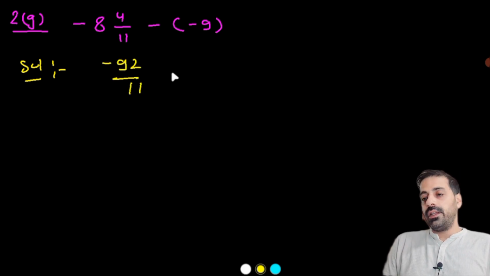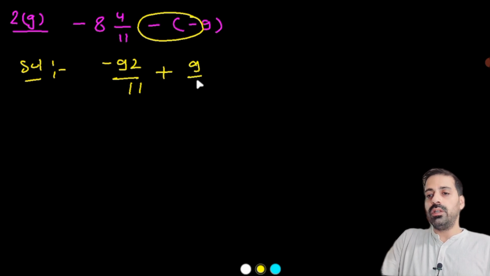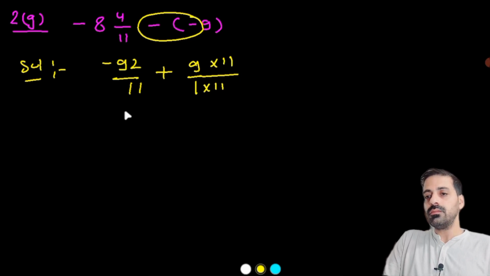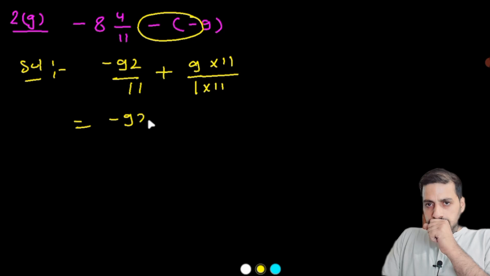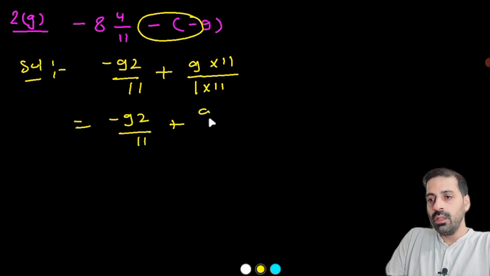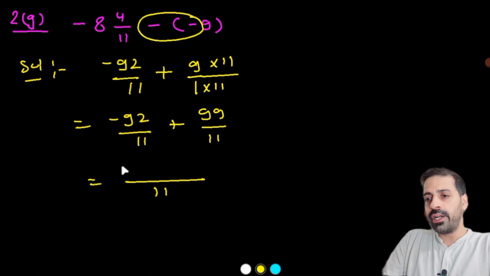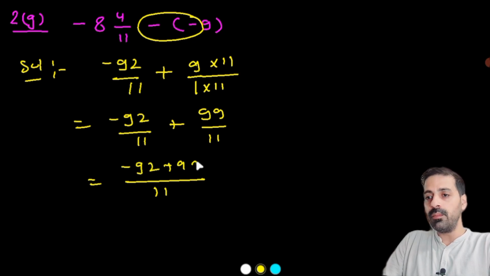92 upon 11. Now here we fight in the same sign. So who is going to win? Positive sign. Multiply by 11 in numerator and denominator. So 92 upon 11 positive, 99 upon 11. 11 is the LCM, 92 plus 99. So we have 7 upon 11 as the answer.